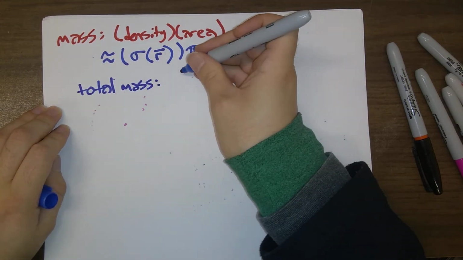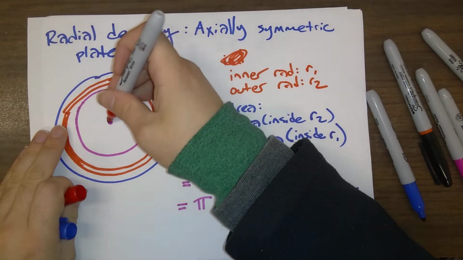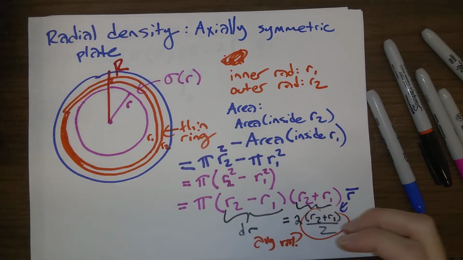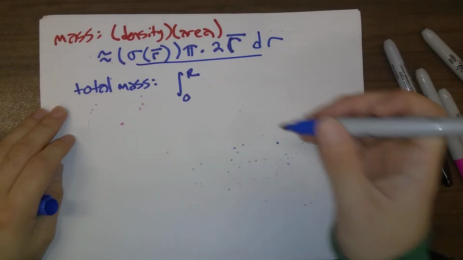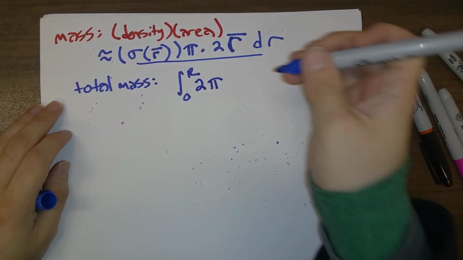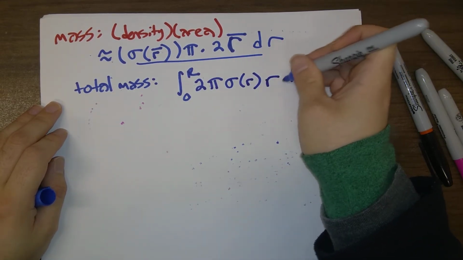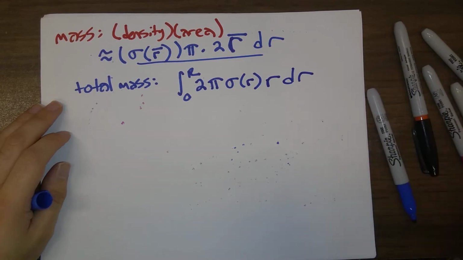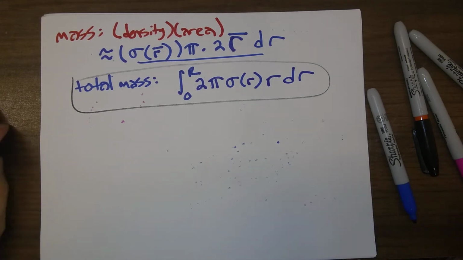as an integral is the integral from 0 to R, where R we're thinking as the overall radius of our plate. The integral from 0 to R of this up here, where we replace r bar with just a lowercase r. So 2 pi times sigma of r times r dr. And so this is the formula that we want whenever we are dealing with radial densities, and we want to find the total mass.